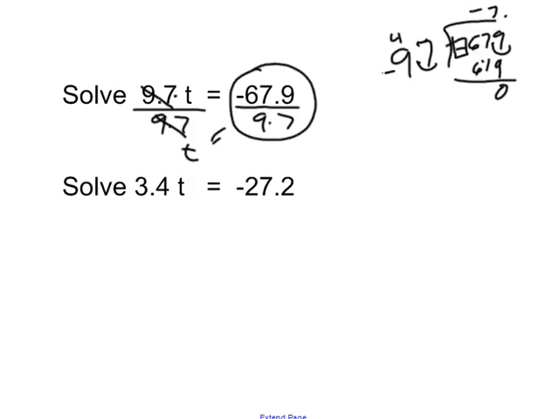I've got a positive divisor dividing into a negative number. The signs are different, so I must get a negative answer. So in this case, t is equal to a negative 7.